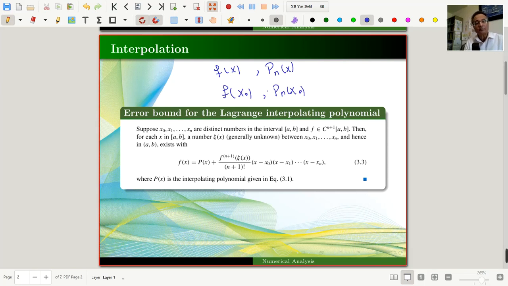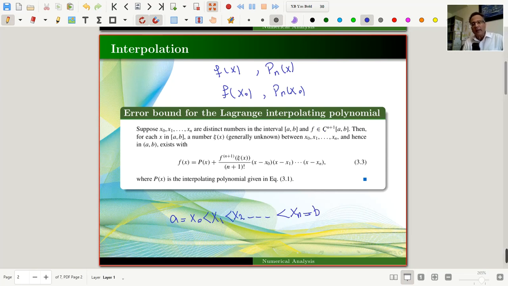Now, we want to compute an upper bound for this error. To this end, we have a theorem here. Suppose that x0, x1, x2, ..., xn are distinct numbers in the interval [a, b]. It means that a = x0 < x1 < x2 < ... < xn = b.